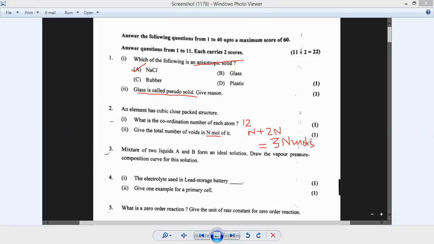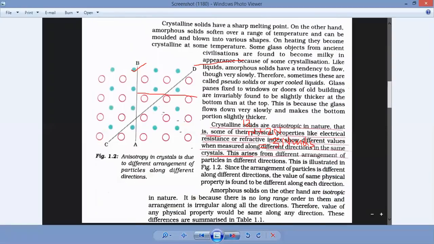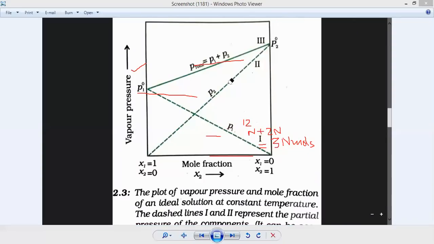So the third question is to draw the vapor pressure composition curve of a mixture of two liquids A and B which forms an ideal solution. This is the third question. Draw the vapor pressure composition curve. This is a direct question which was inside the text.